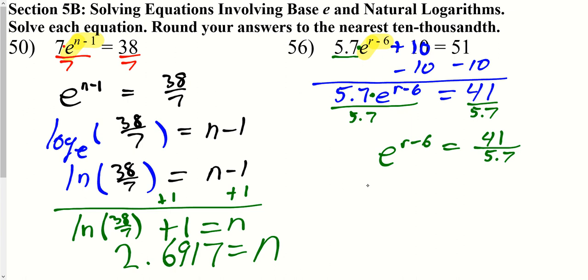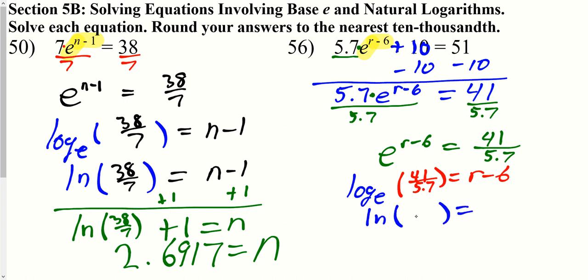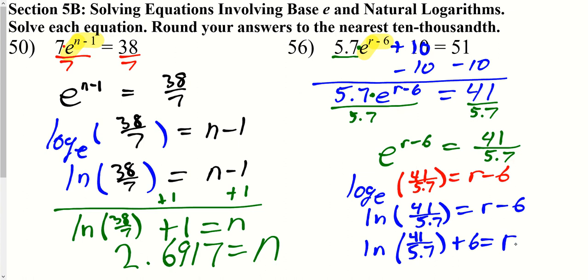We've got the part with the exponent by itself, so use your definition of a logarithm. And then we can just write this down. Now remember, log base e is natural log. And to get r by itself, you'd have to undo the minus 6, so we're going to just go ahead and add 6 to both sides. And then we can type it into our calculator just as we see it.